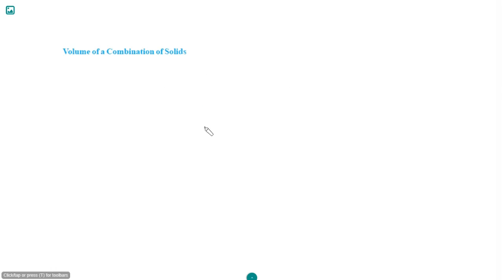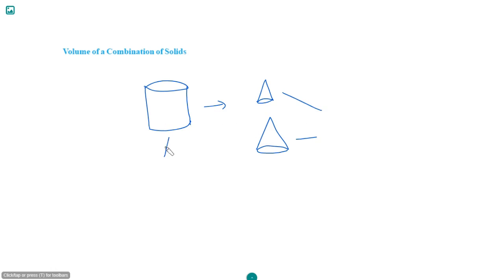The volume of a combination of solids is usually the sum of the volumes of the solids that are combined. Also, when you have problems involving conversion of solids from one shape to another, for example, if you are melting one cylinder and making two cones out of it, then the sum of the volumes of these two cones will be equal to the volume of the original cylinder. That's the principle you need to use in problems involving conversion of solids.